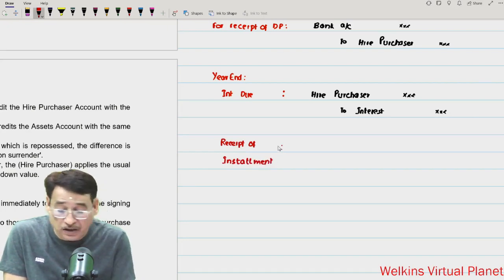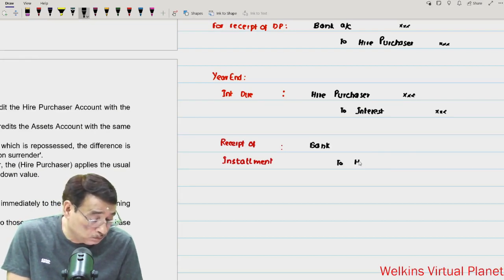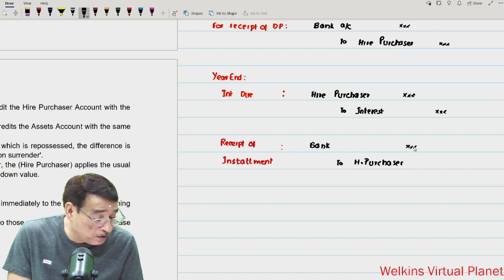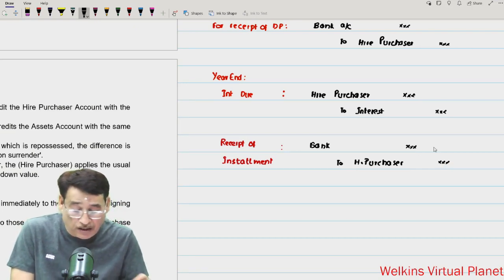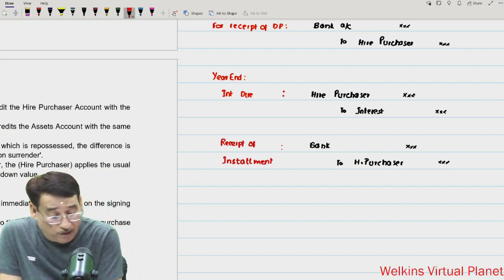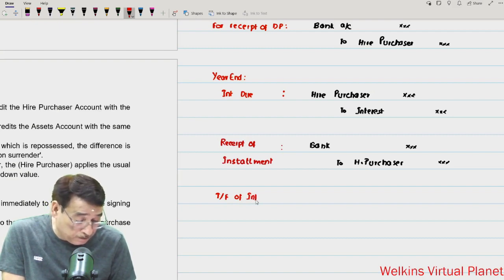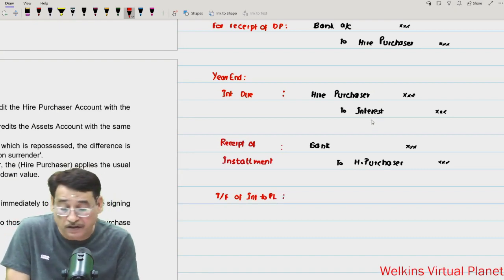So when you receive the installment, obviously your entry will be bank account debit to hire purchaser account. This is the entry you are going to pass in the books of the vendor. One more entry you can pass, that is transfer of interest to P&L. Because interest is a gain for you, correct? The interest is a gain for you.